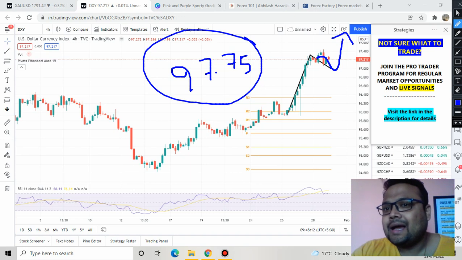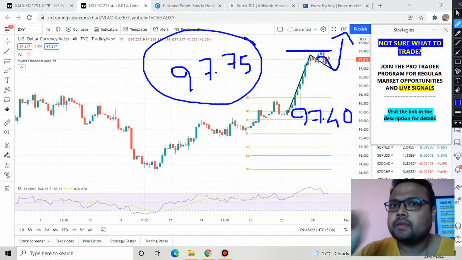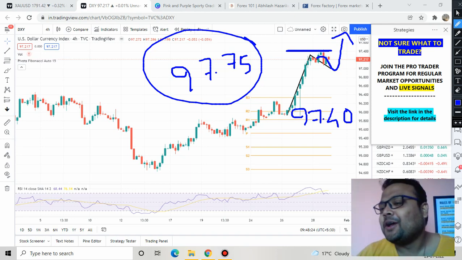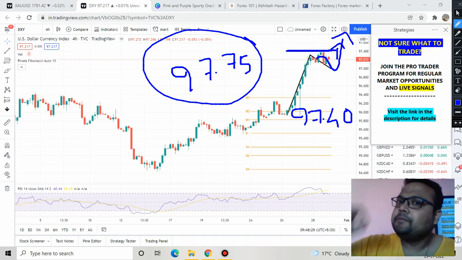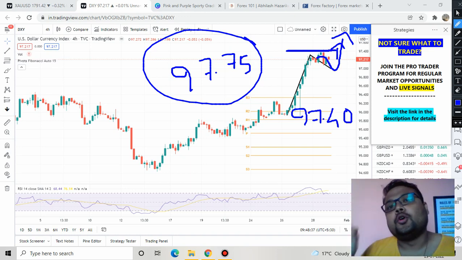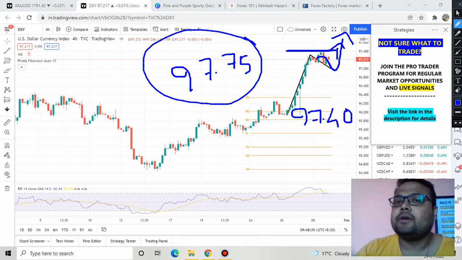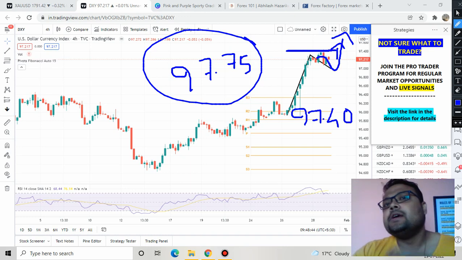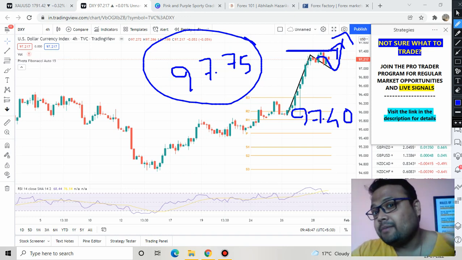I'll say keep your eyes on the dollar at the 97.40 level. Around the 97.40 level, just draw a line. If the dollar breaks the line and starts going up, if you see a big green candle breaking that level and going up, then be ready to short gold, because usually we see that whenever the dollar goes up, gold goes down. So this will be a breakout and the next stoppage for the US dollar will be 97.75.